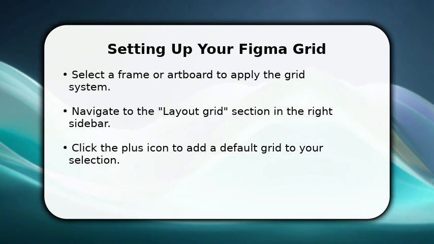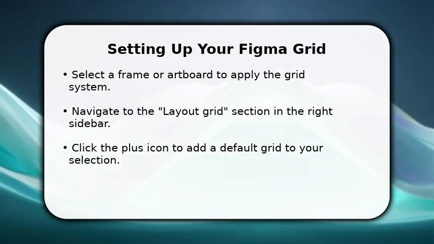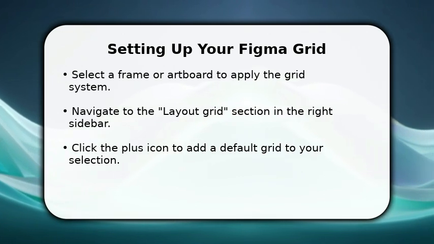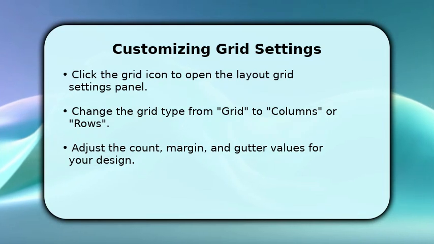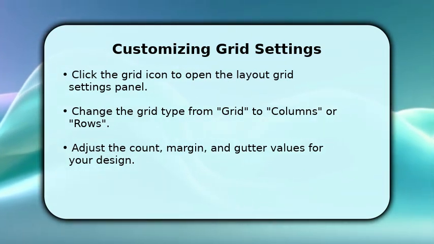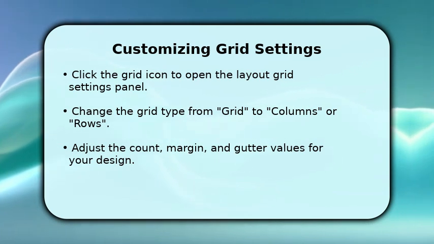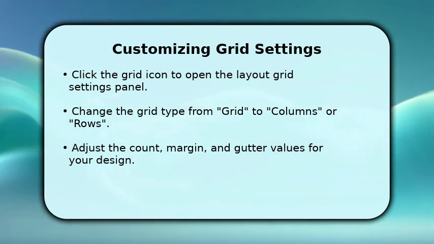This initial grid provides a foundational structure for your design, helping you maintain visual consistency and alignment from the very beginning of your project. Once your default grid is active, click the grid icon next to Layout Grid to open its settings panel. Here, you can change the grid type from a standard square grid to columns or rows to better suit your layout needs.